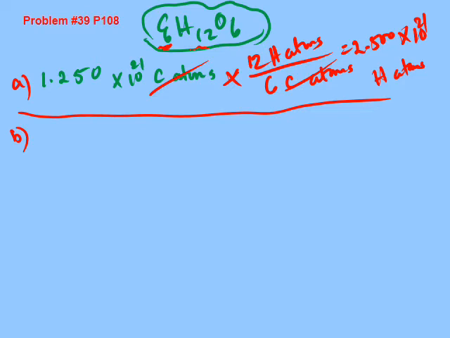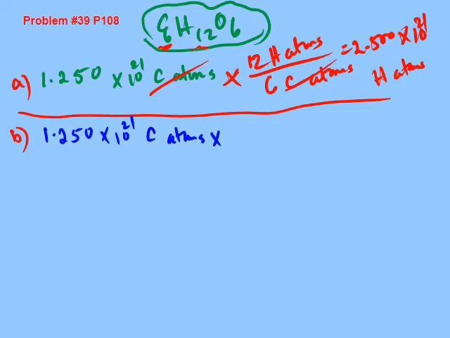Again, I'm going to begin with 1.250, the same number, 1.250 times 10 to the power 21 carbon atoms. You can do one problem in more than one way. I'm just showing you one way of doing it.